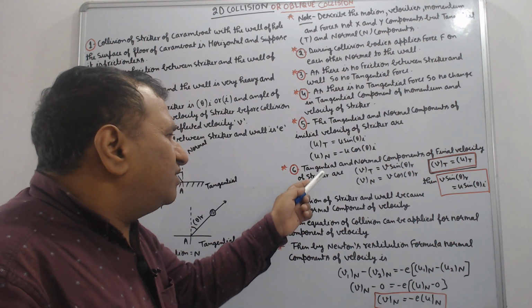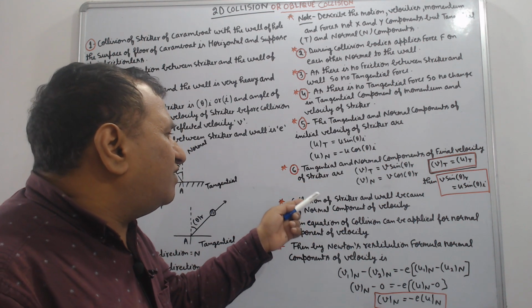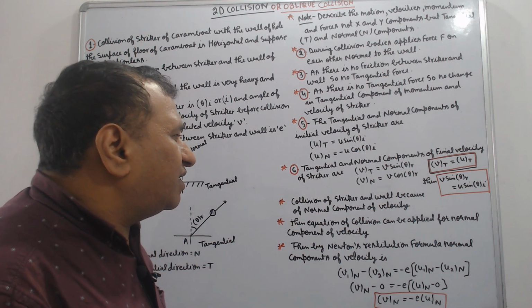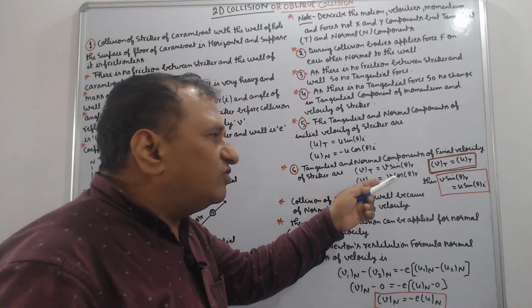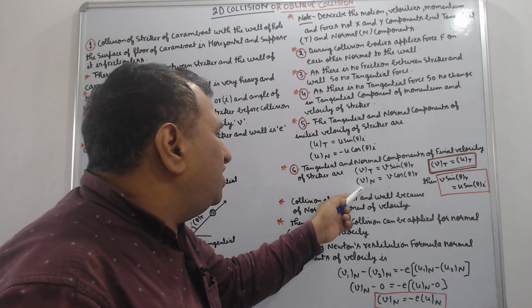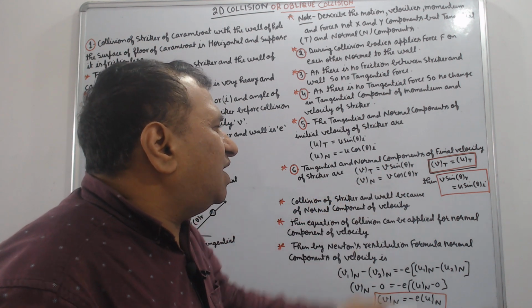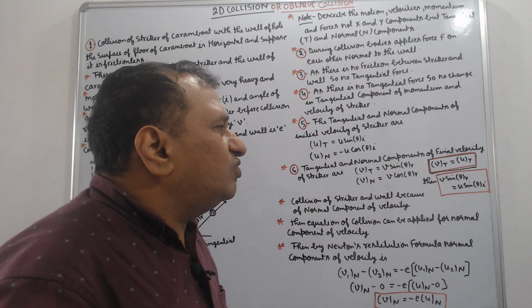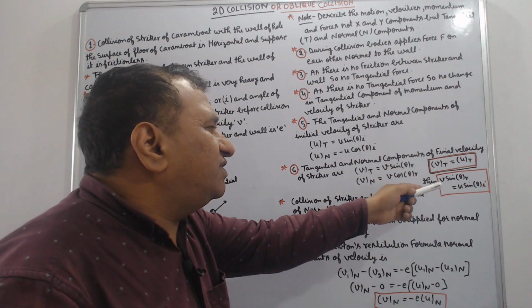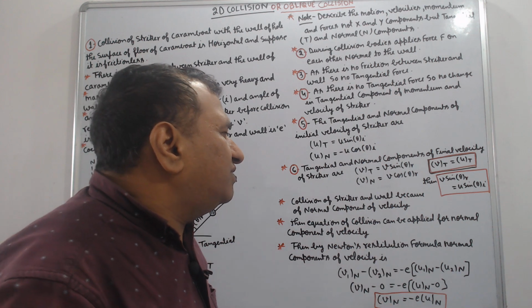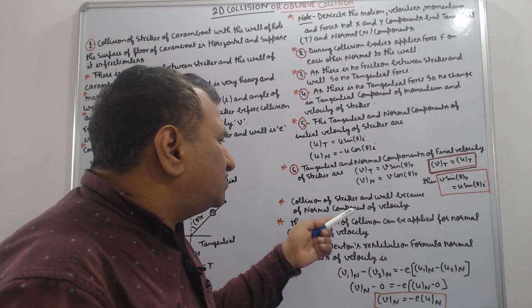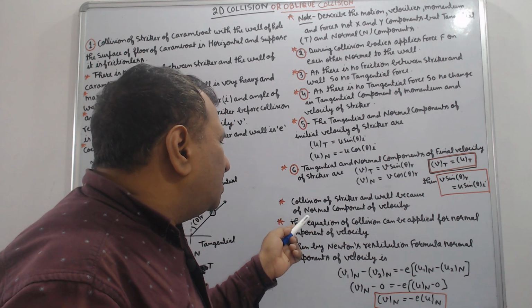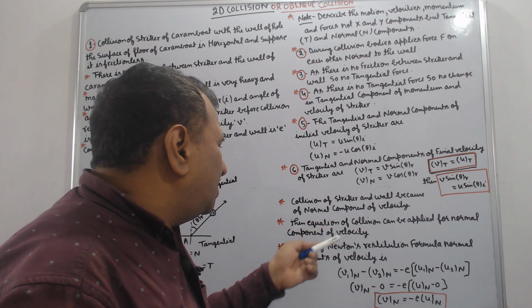Sixth point, the tangential and normal components of the final velocity of the striker are v tangential equal to v sin theta r, and v normal equal to v cos theta r. v tangential equal to u tangential, so v sin theta r equal to u sin theta i. Collision of striker and wall happens because of the normal component of velocity.